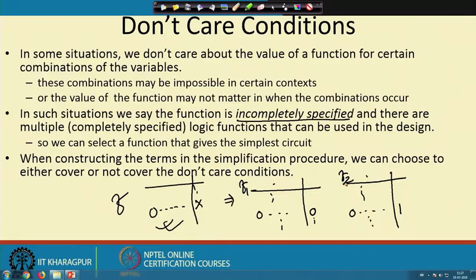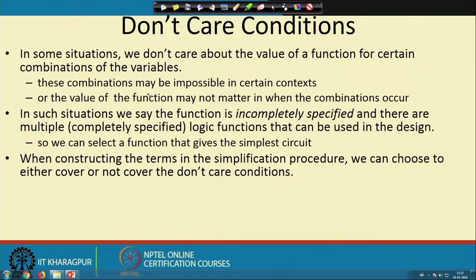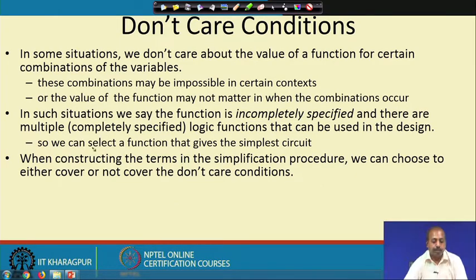While we are taking these x's in our grouping, it will automatically take the representation that will have the simplest form in terms of number of literals and number of terms. So, we can select a function that gives the simplest form, and when constructing the terms in the simplification process, we can choose to either cover or not cover the do not care condition. That way we can choose between the alternate functions.